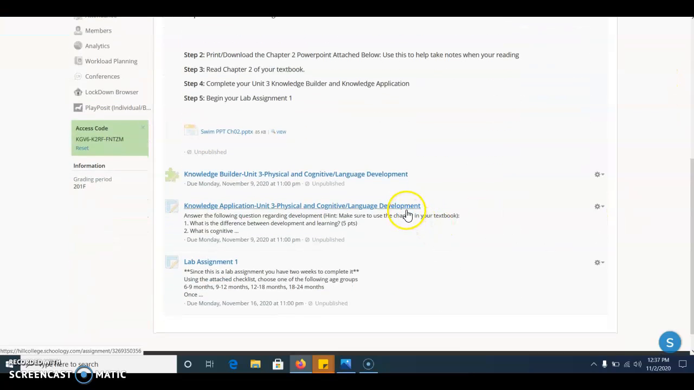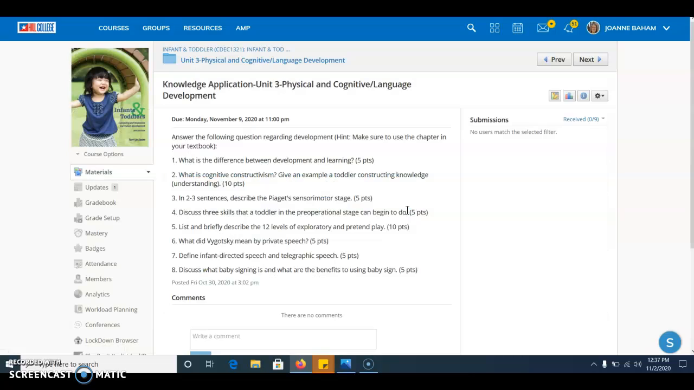Then your knowledge application asks you to answer a series of questions as well. And this is directly tied to your textbook. So make sure you're using your PowerPoint as a guide, using your textbook, but I want it as it applies to our textbook. So what is the difference between development and learning? Be specific. What is cognitive constructivism? Give an example of a way a toddler constructs their knowledge. So how do they make their understanding occur?